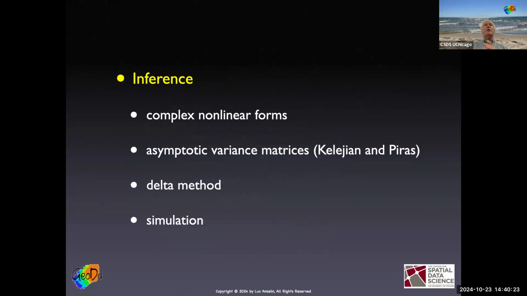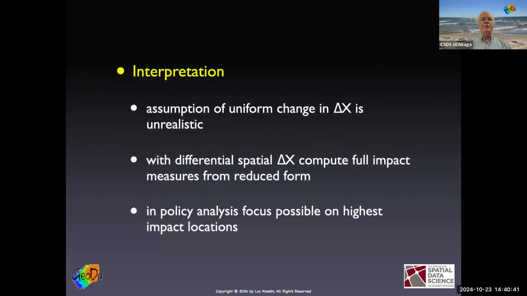Then, since everything is random, it's very difficult to actually interpret whether these impacts are significant. And there's kind of a technical literature that tries to figure out basically standard errors for these impact measures. I think it's more important to do simulation if you're gonna get a sense of what is going on. So in a nutshell, the assumption of a uniform change, I think, is unrealistic.